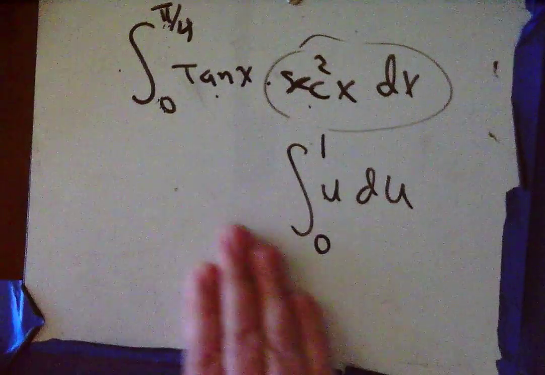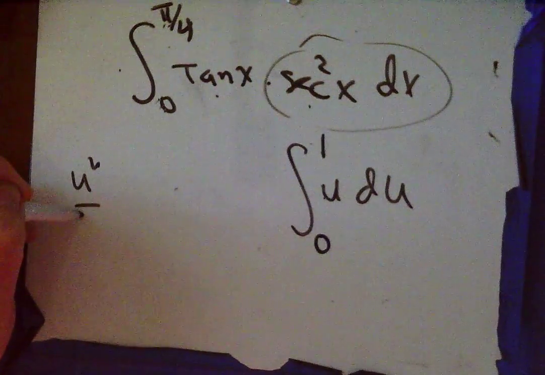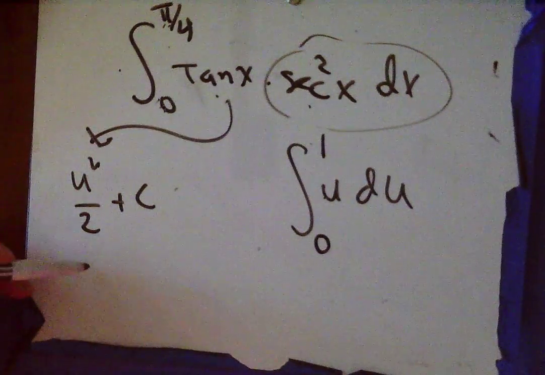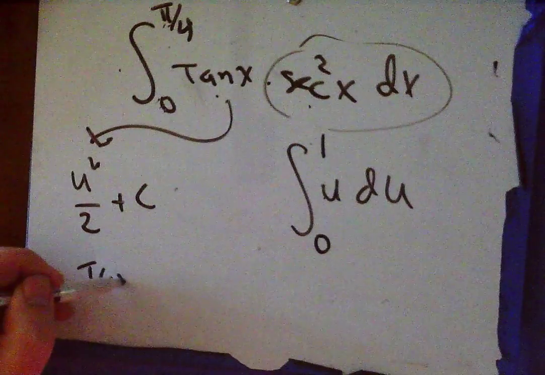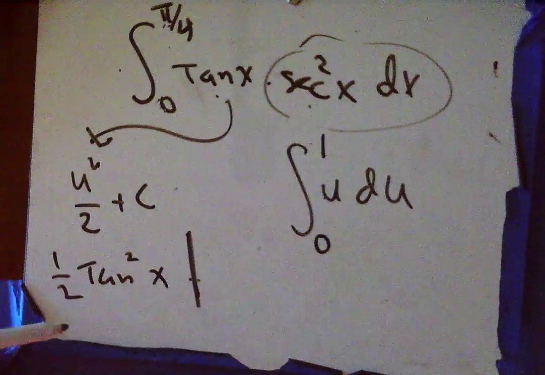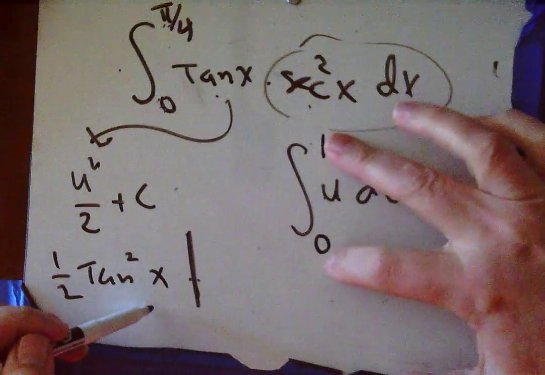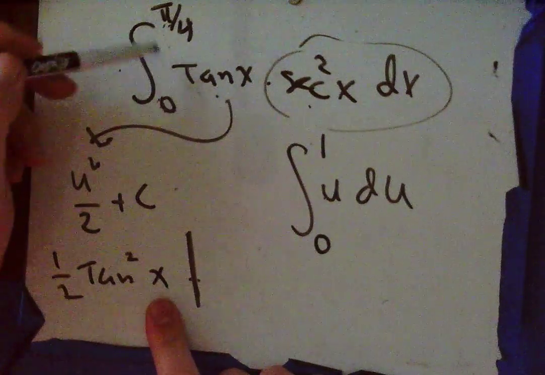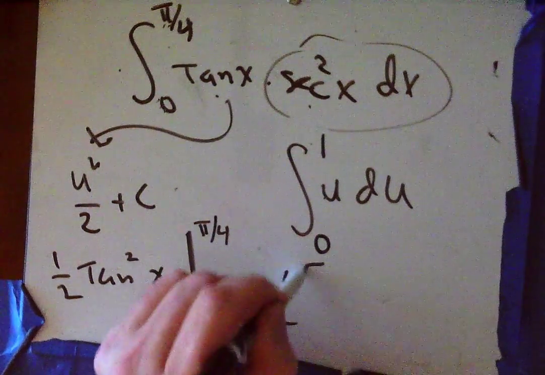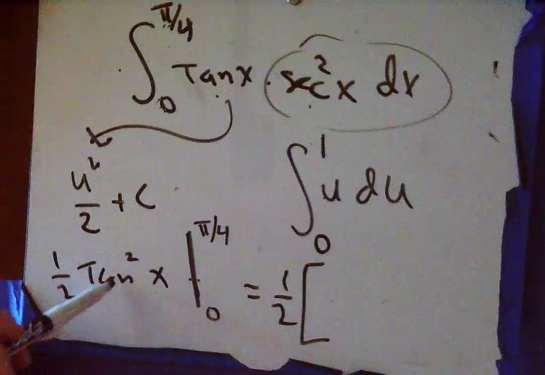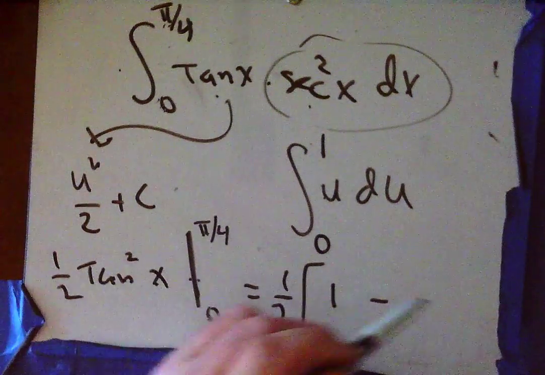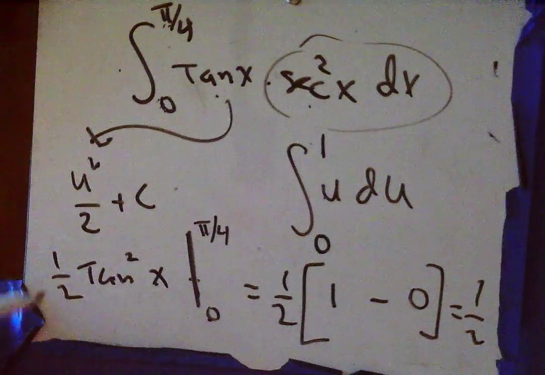But you could also, once you did this antiderivative of u squared over 2 plus c, do that substitution back in, so our u was equal to tangent, now we've got tangent squared x over 2, and we want to evaluate this one. Don't evaluate this one with your u bounds. You need to evaluate this one with your x bounds, 0 and pi over 4. Okay, so we're going to have 1 half. Tangent of pi over 4 is 1. 1 squared is 1. And tangent of 0 is 0, 0 squared is 0, and lo and behold, I get that same 1/2.